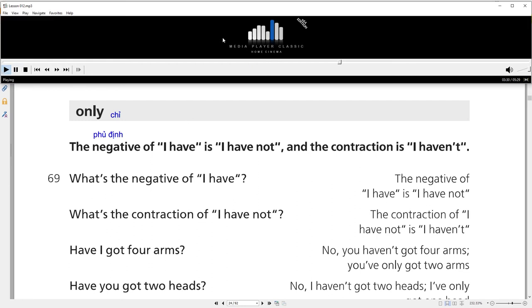What's the contraction of I have not? The contraction of I have not is I haven't.